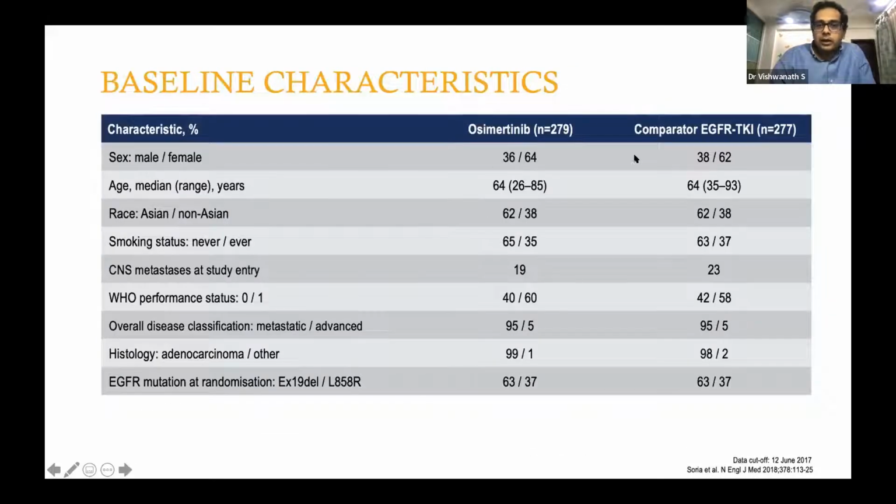And this is the baseline characteristics, which Dr. Rosario also alluded to. And here, the most important thing you have to understand is that 19% of the patients had CNS metastasis at baseline. And if you see, Asian ethnicity was almost 62% in the Osimertinib arm. And there were also 63% of the patients who had the exon 19 deletion, and 37% were having the L858R mutation.